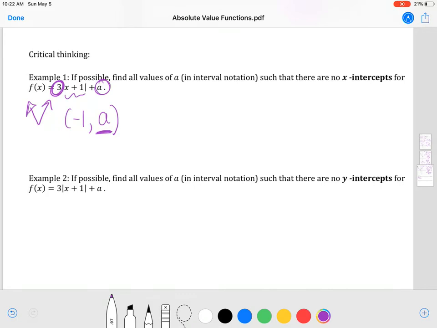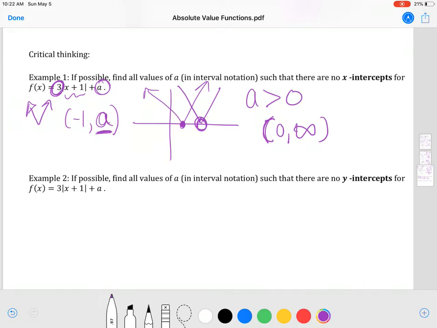So I need to figure out what values in here would work so that I would get no x-intercepts. Well, I want to make sure that this a is above 0. I don't want it to touch the x-axis at all, so that I don't get any x-intercepts. So if I say that a is greater than 0, not equal to 0, because then it would touch the x-axis. I want it to be strictly greater than 0, so then it bumps up and it never touches here. So to put that in interval notation, it would be from 0 to infinity, not including 0 with the parentheses, anything greater than 0. So it could be 0.1, but it can't be 0.